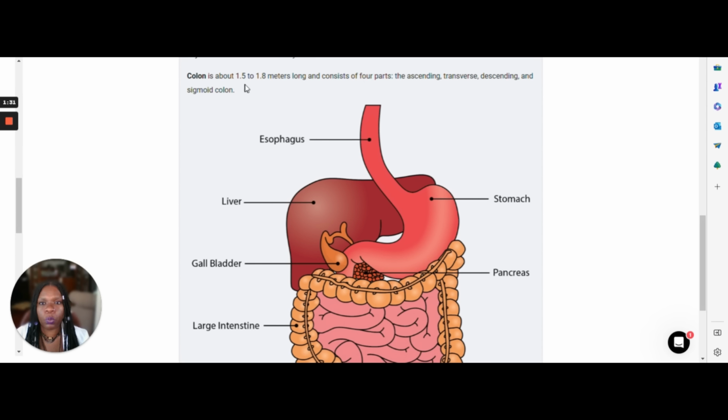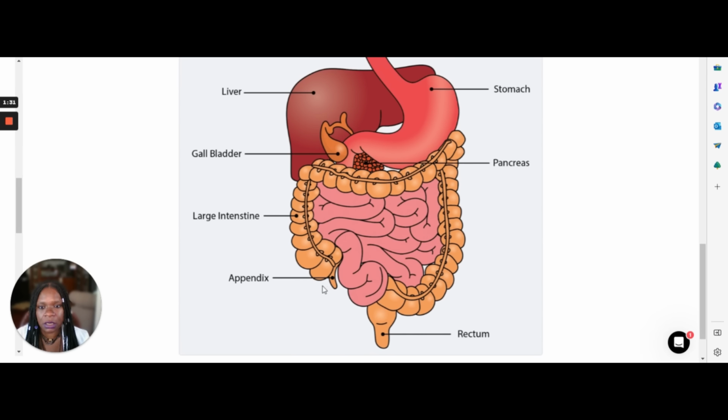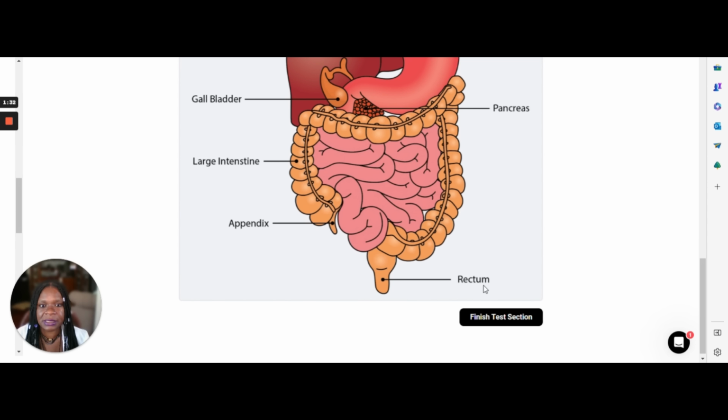It's going to be about 1.5 to 1.8 centimeters and consists of 4 parts, which is going to be the ascending, the transverse, the descending. Wait, it's going to be right here. Sorry, guys. Ascending, transverse, descending, going down right to the sigmoid colon, which is right around here, right on out to the rectum, and this right here exits the body.